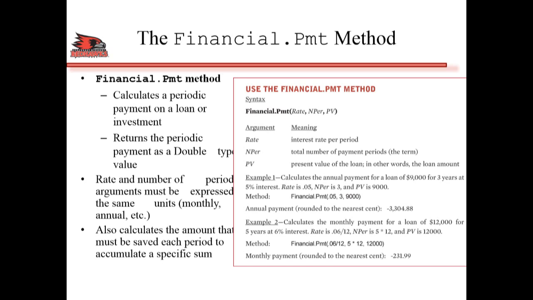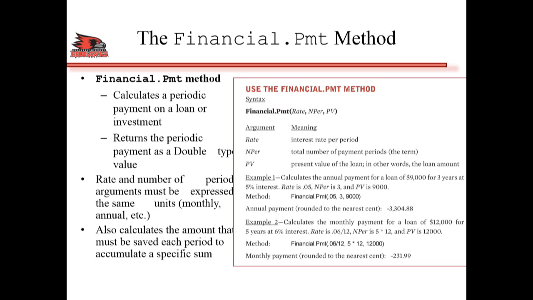So we have two examples here. Example one is for calculating the annual payment for a loan of 9,000 for 3 years at an interest rate of 5%. That's why your rate is 0.05 for 5%. NPER, which is your number of terms, is 3 years, and your principal value is 9,000. That's the initial loan amount you took. So it returns an annual payment of 3,304 based on whatever data you had provided.